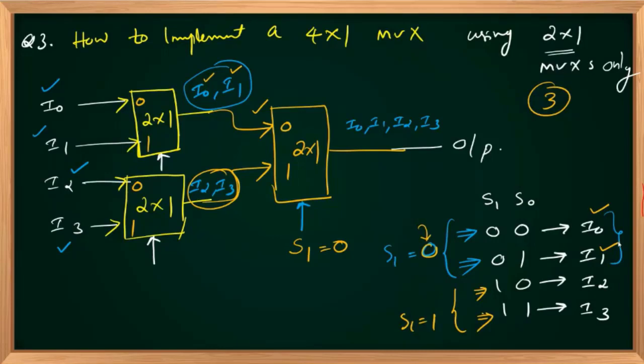Similarly, S0 can be either 0 or 1. If it is 0, I0 will be selected. If it is 1, I1 will be selected. Similarly again, if 0, I2 will be selected. If 1, I3 will be selected. So it's better to connect S0 here. If S0 is 0, either I0 or I1. Again if S0 is 0, either I2 or I3. Doesn't matter. But S1 should be connected here, so that this table is implemented by the given logic. This table corresponds to a 4 by 1 mux. Clear? Hence 3 muxes are required to implement a 4 by 1 mux.